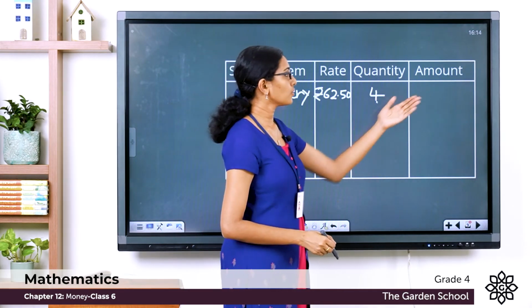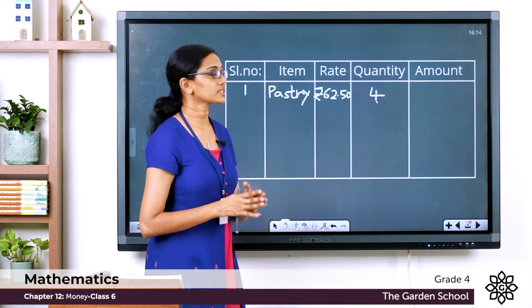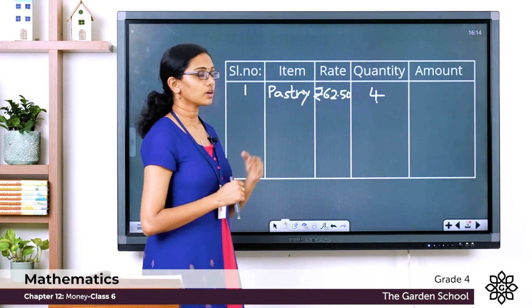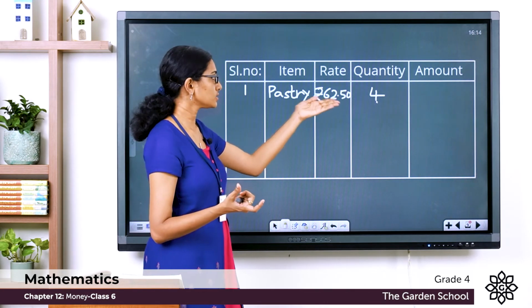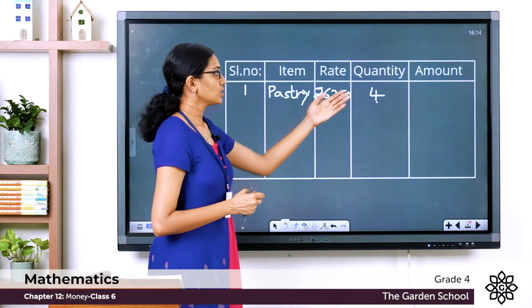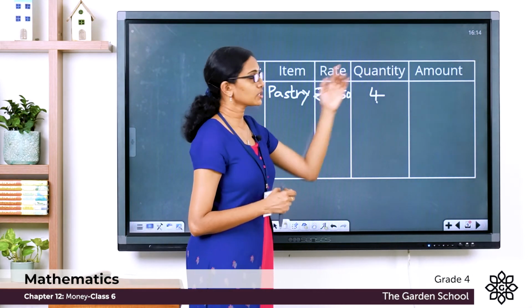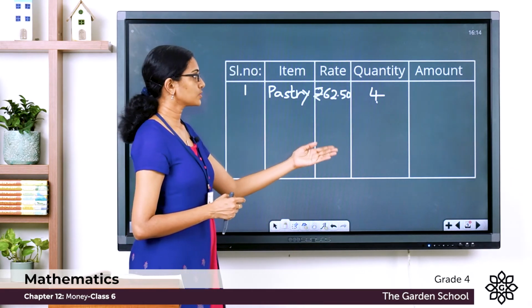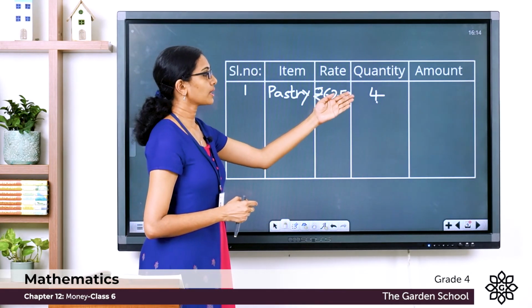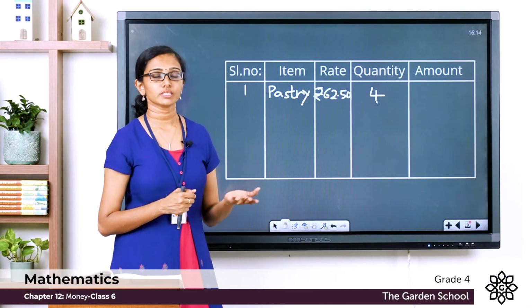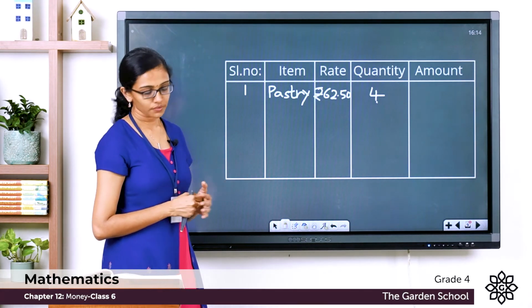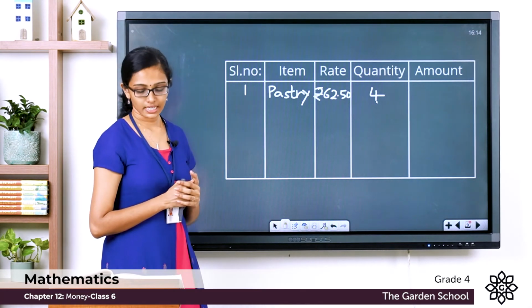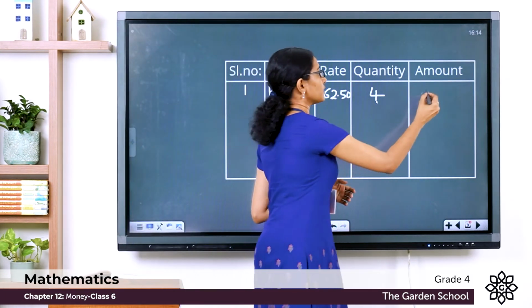Then in the amount column we have to find out what is the cost of 4 units of pastry, and each unit of pastry, or each piece of pastry, costs 62 rupee 50 paise. So the amount will be the rate per item into quantity. So that will be equal to 62 rupee 50 paise into 4. How much is that? We can do the multiplication. You'll find that the cost of 4 units of pastry is equal to 250 rupee.